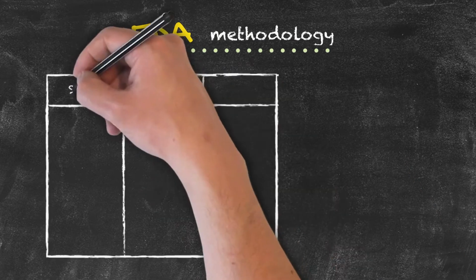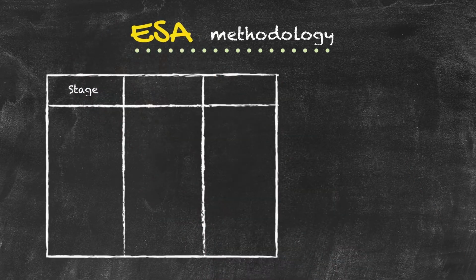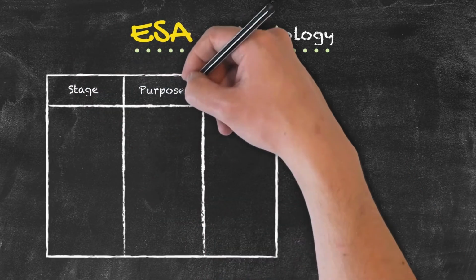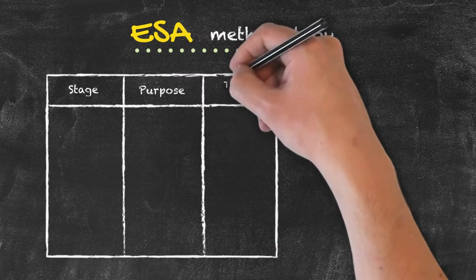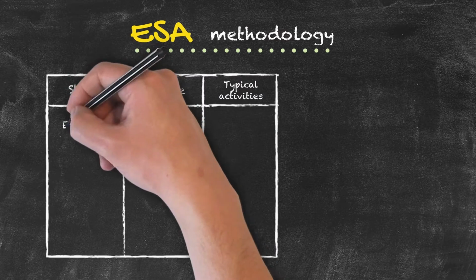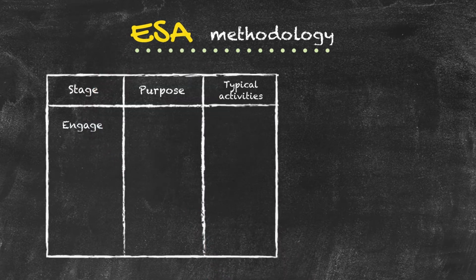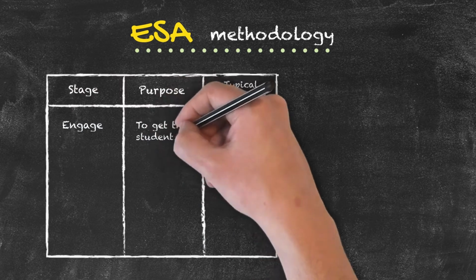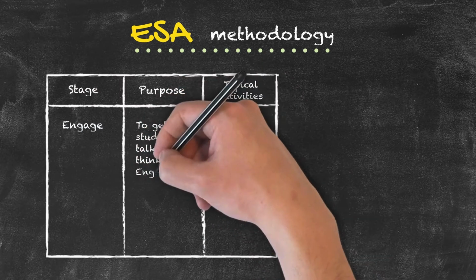It's a three-stage methodology, and what we're going to do is look at the purpose of each one of these stages and some typical activities that take place during those stages. So the first stage is known as the engage, and its sole purpose, as the name implies, is to get the students talking and thinking in English.